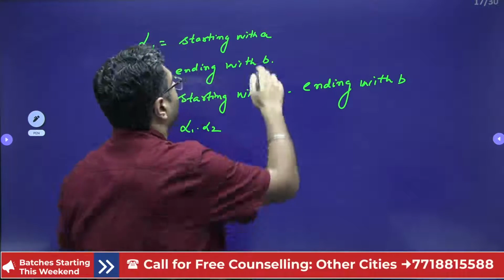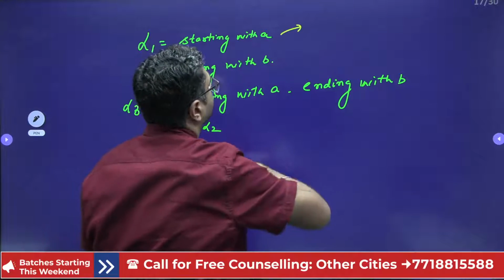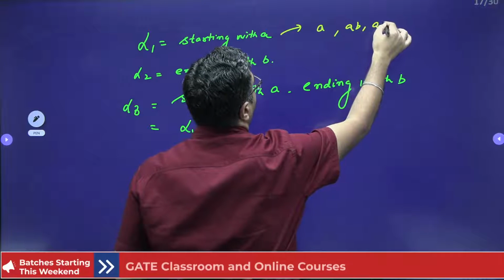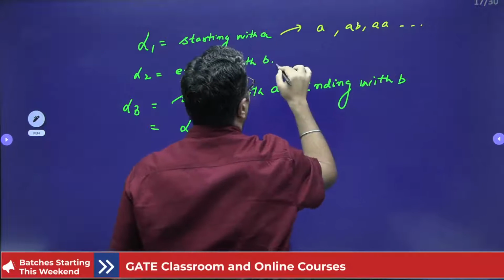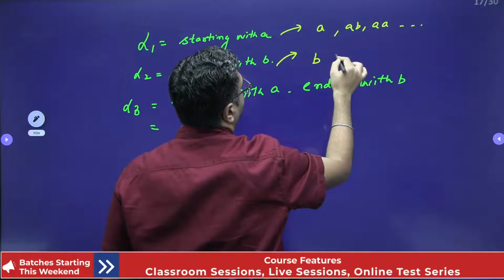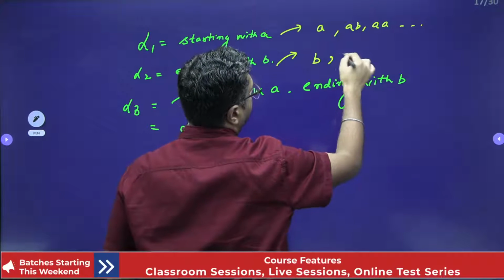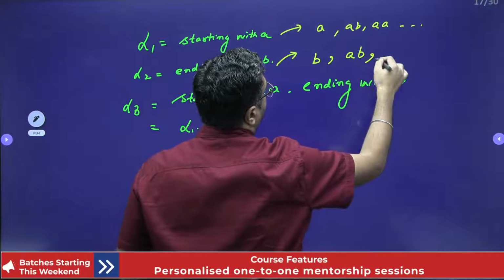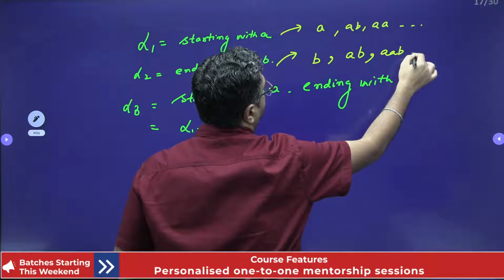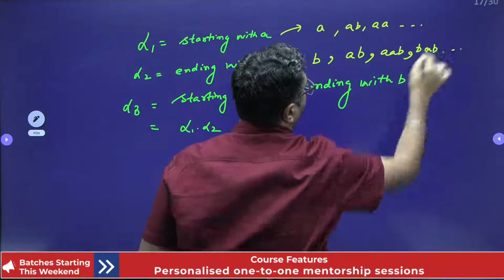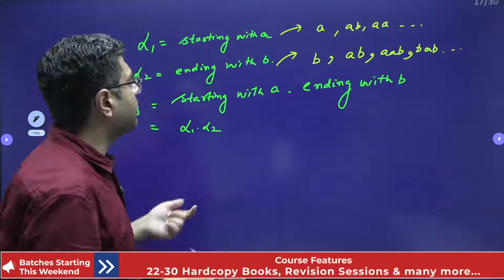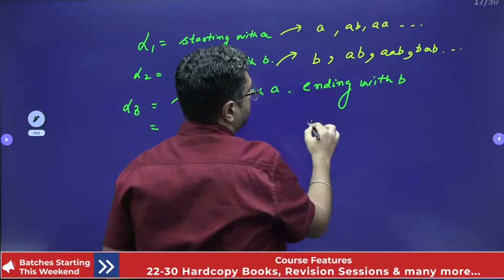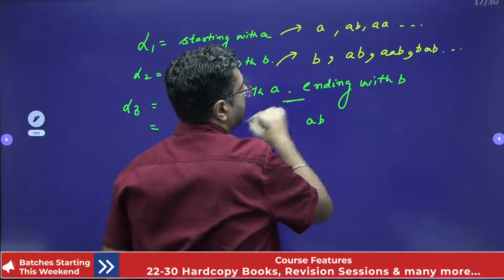Like for example, starting with A will have A, AB, AA, and so on. Ending with B will have B, AB, AAB, BAB, and so on. If you concatenate these two languages, for example, A followed by the second language, A followed by B, AB is acceptable by this language.